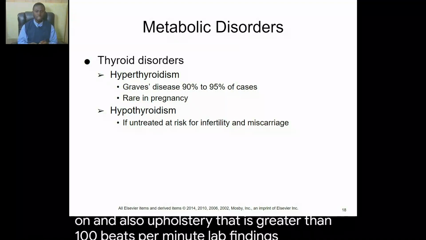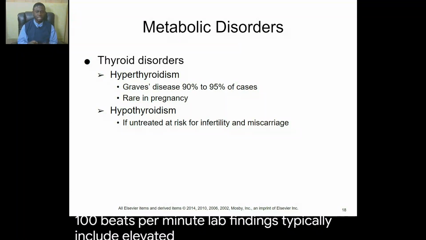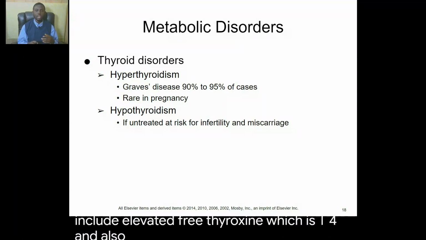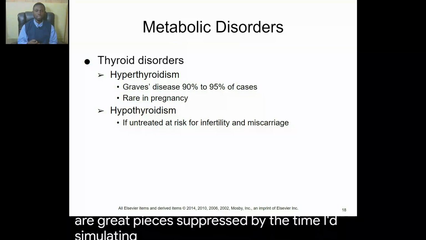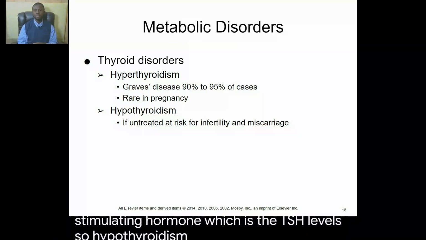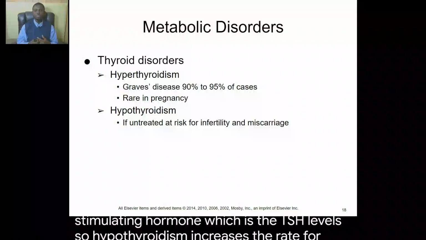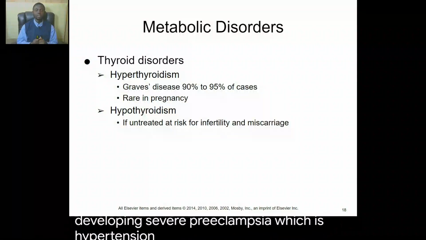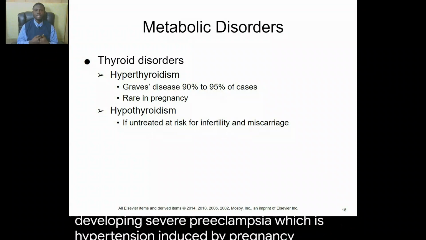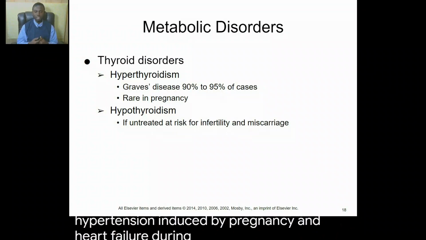Lab findings typically include elevated free thyroxine, which is T4, and also triiodothyronine T3 levels, and these are greatly suppressed by the thyroid stimulating hormone, which is the TSH levels. So hyperthyroidism increases the risk for developing severe preeclampsia, which is hypertension induced by pregnancy, and heart failure during pregnancy.